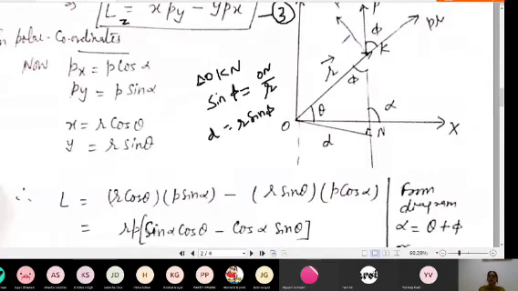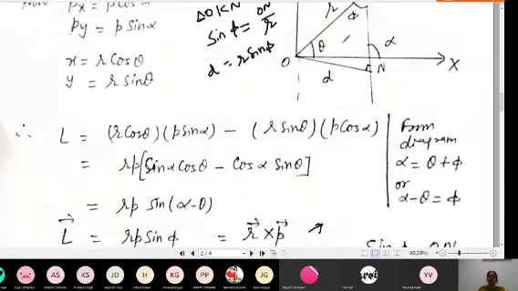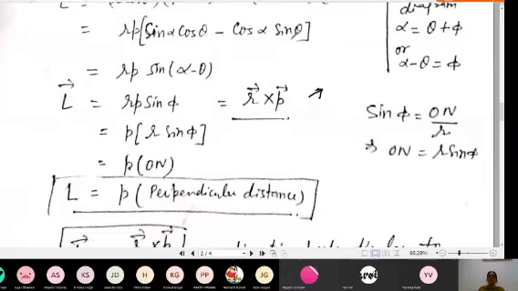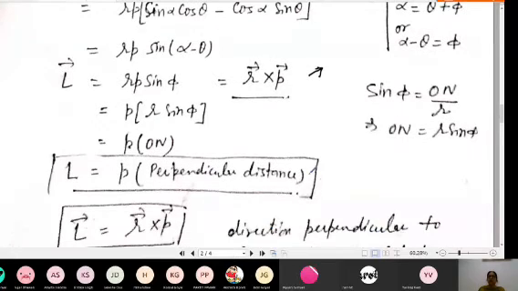So that also means this can be asked as a question. These are three ways of writing the same thing. This is R sine phi. I can replace it by ON, which is the perpendicular distance. Another formula which we are using to find the dimensions and the unit for the angular momentum.